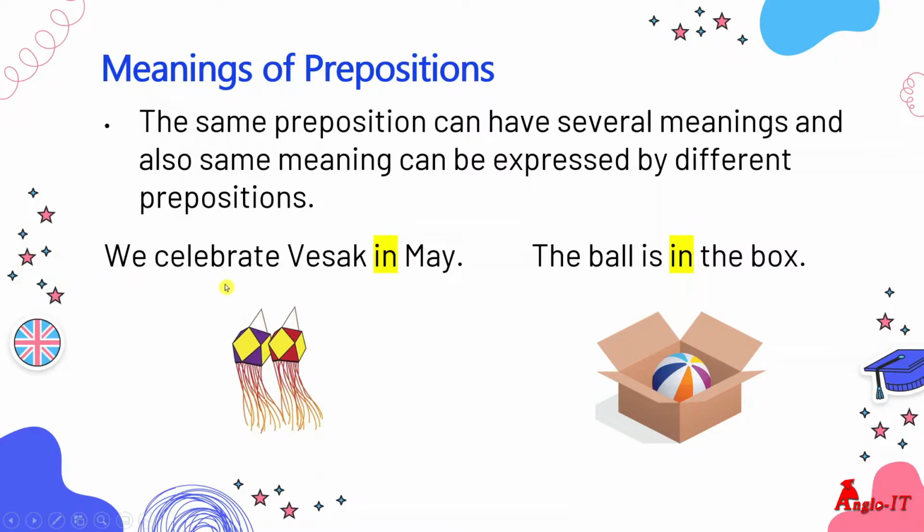For example, we celebrate Vesak in May. Here in is used to show the time or when an event occurs.